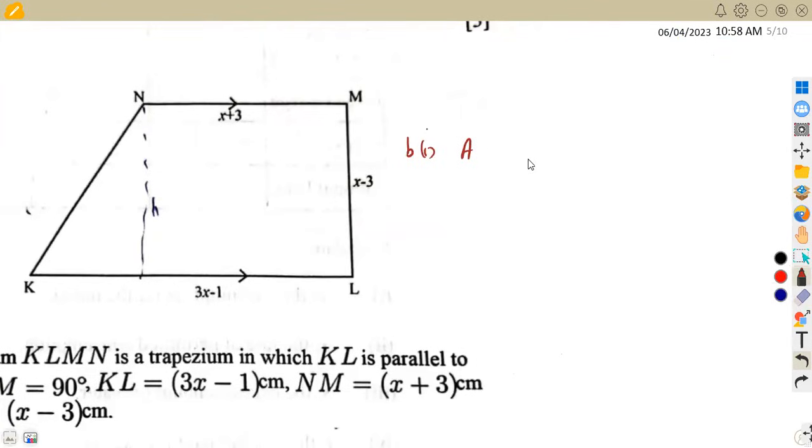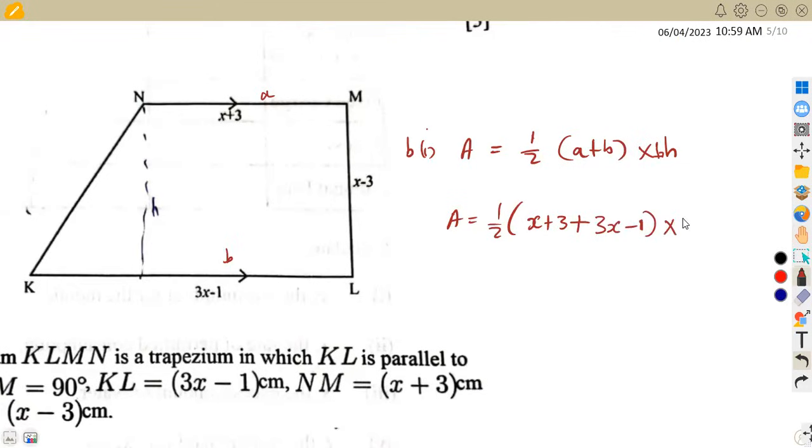So remember that our area is equivalent to half the sum of the parallel sides times the perpendicular height. So this is a sum of the sides which are parallel. This is our a, our b. So our area is going to be half the sum. We add x plus 3 plus the other part here, we have got b, which is 3x minus 1. So we add 3x minus 1 together times the perpendicular height. This is the height, ML, which is going to be x minus 3.